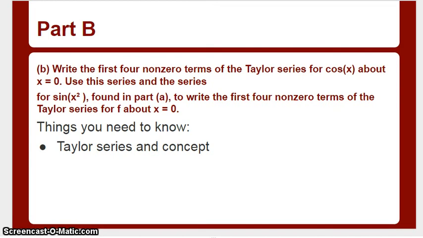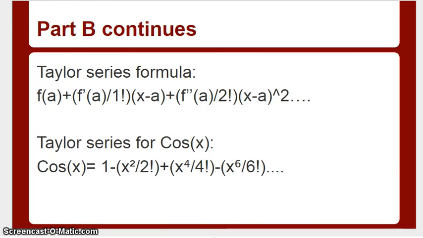Part B asks us to write the first 4 non-zero terms of the Taylor series for the cosine of x about x equals 0. Use this series and the series for sine of x squared found in part A to write the first 4 non-zero terms of the Taylor series for f about x equals 0. Now for this problem, you will need to know the Taylor series and the concepts behind it. Very much like part A, we would use the Taylor series formula to obtain our answer. So let's take a look at the answer for cosine of x.